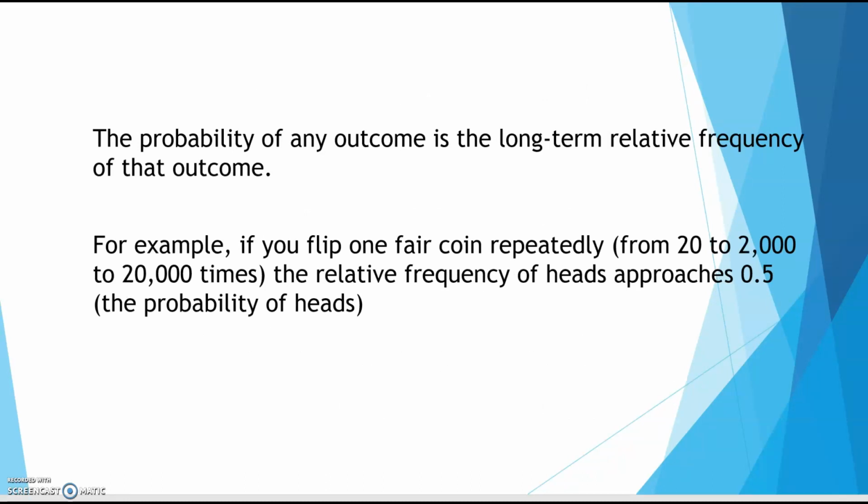Okay, now the probability of any outcome is the long-term relative frequency of that outcome. So we're not looking at it just 10 times and seeing what the probability is. Say you were flipping a coin 10 times. It wouldn't always happen to be exactly 5 heads and exactly 5 tails. It could be a little lopsided to one or the other. But if you keep doing that 20 times, 2,000 times, 20,000 times, then what are your probabilities between heads and tails? They're going to approach a 50-50 mark. So that's what we're saying. We're looking at the long-term relative frequency for that outcome.